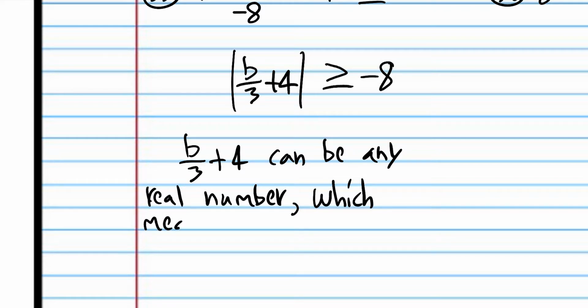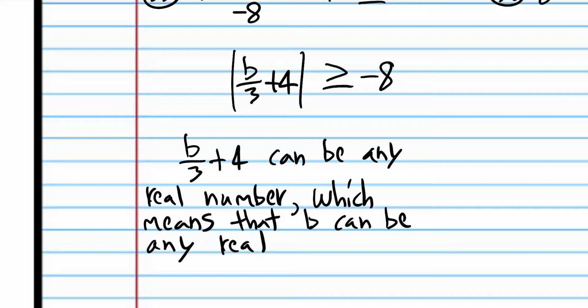Which means that b can be any real number. Again, think about it. If this can be any number, it doesn't matter what it is. Then we can just plug in any b value we want, and it's going to make this some number. But again, every number works in this equation, because the absolute value of a number is always going to be positive. The smallest that you can make this is 0, but 0 is still greater than -8, so any value works.